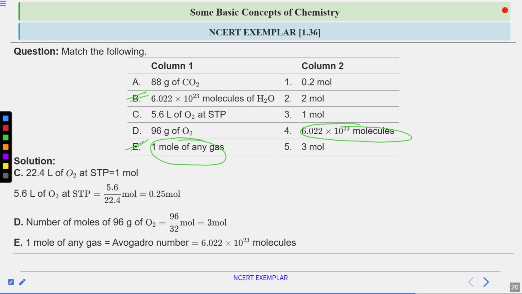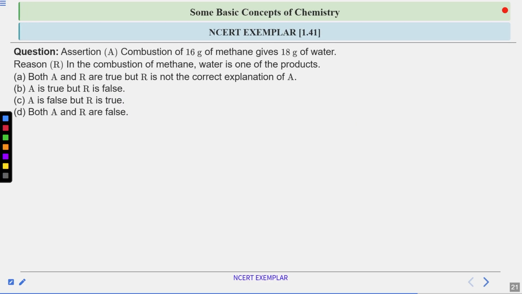So yes, it is Gay-Lussac's law. So I will move to the next question now. Our next question is, combustion of 16 gram of methane gives 18 gram of water, and the reason is given as, in the combustion of methane, water is one of the products. So this is an assertion reason type question. So is it true? Let's see how we can do it.